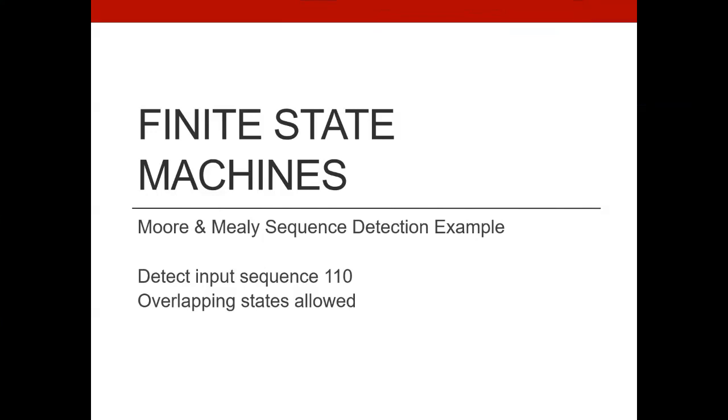So we'll talk about what a Moore state machine is and what a Mealy state machine is using a sequence detection number. And what we're going to try to do is detect the input sequence of the numbers 110. So the binary combination 110, and we're going to allow overlapping states. And we'll talk about what overlapping states mean as we go through the lecture.